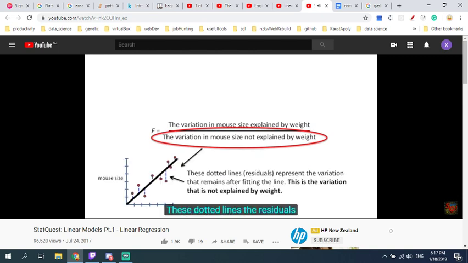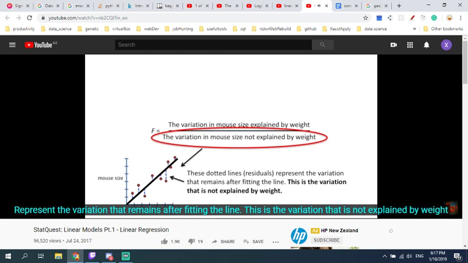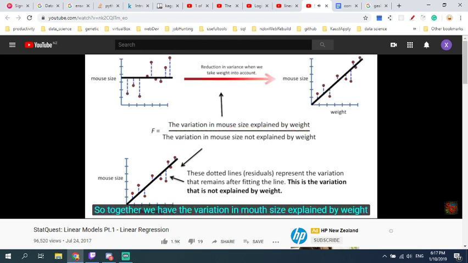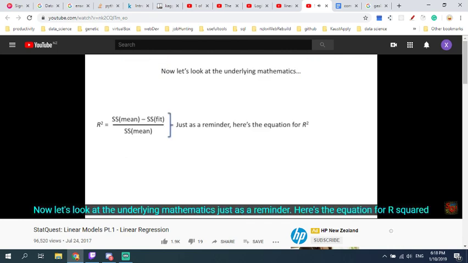These dotted lines, the residuals, represent the variation that remains after fitting the line. This is the variation that is not explained by weight. So together, we have the variation in mouse size explained by weight divided by the variation in mouse size not explained by weight. Now let's look at the underlying mathematics. Just as a reminder, here's the equation.